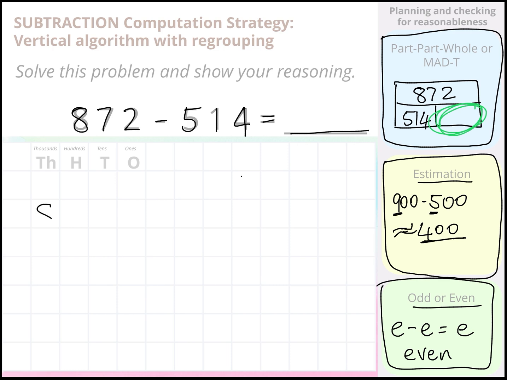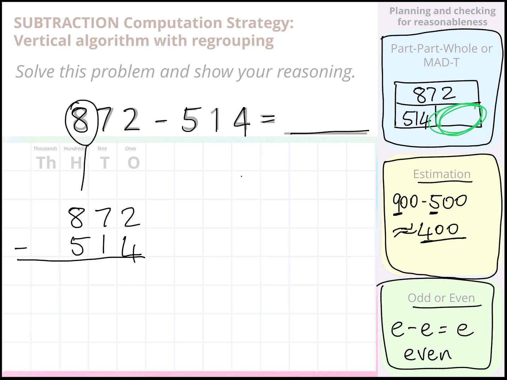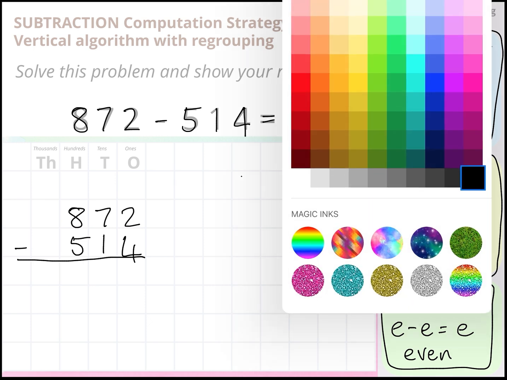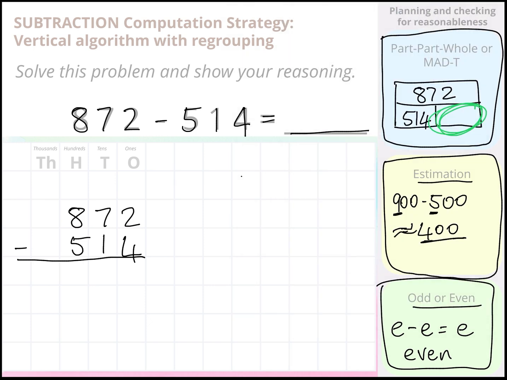872 take away 514. Notice I'm putting my hundreds in my hundreds column, making sure that it's all laid out very neatly, and I've also left a space at the top for any edits I need to make when I do some regrouping. Okay, so in the ones place, I've got 2 ones take away 4 ones.